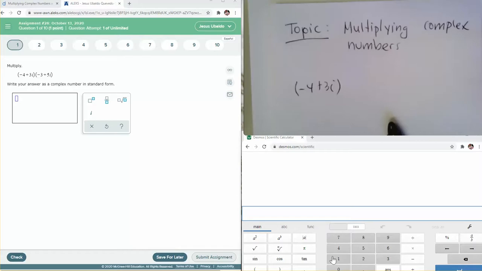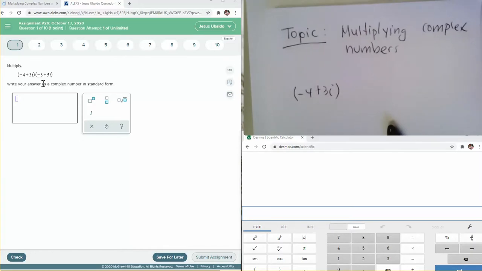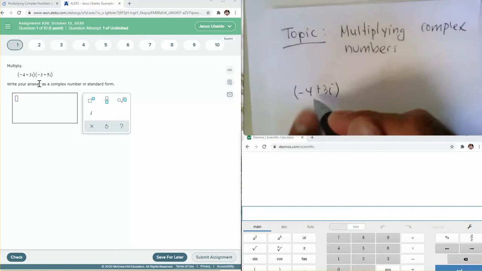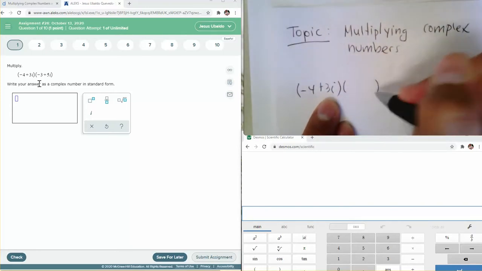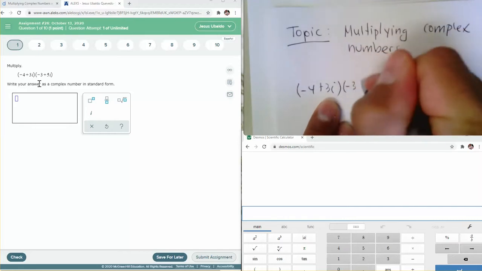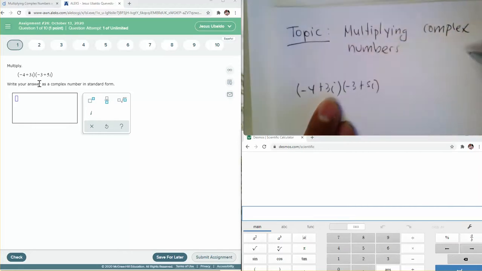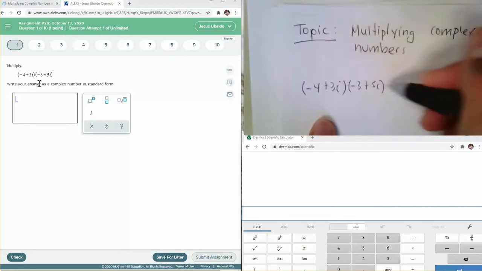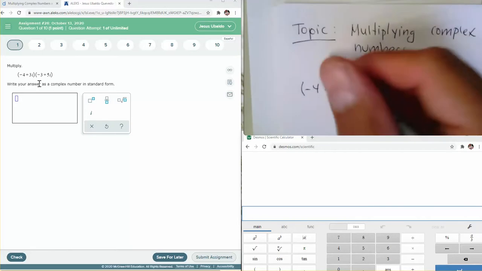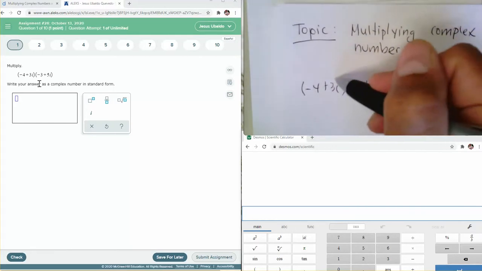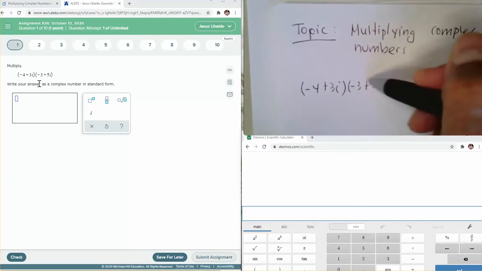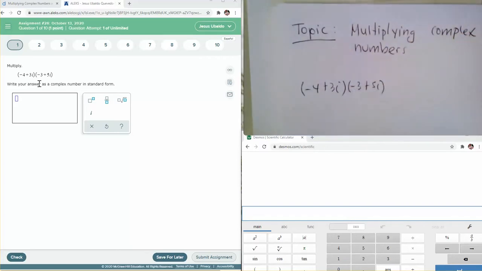Hi, in this video we will multiply complex numbers. For our first question, we got negative 4 plus 3i, that's my first complex number, and I will multiply with negative 3 plus 5i. This is my second number. Look, I added the parentheses to make the distinction. This is the first factor and the second factor.